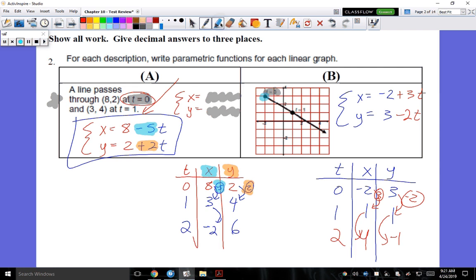Okay? So color coordinating just like we did from before, my rise x-wise is going to match up here, and my rise y-wise is going to match up here. And just like what we talked about before, I start at (8, 2) where time is 0, and I start at negative 2 for x and 3 for y when time is 0. Okay?